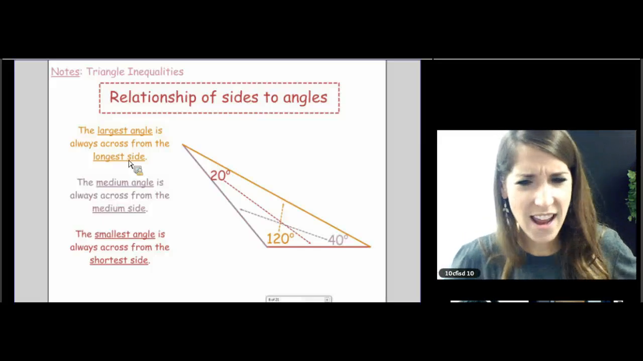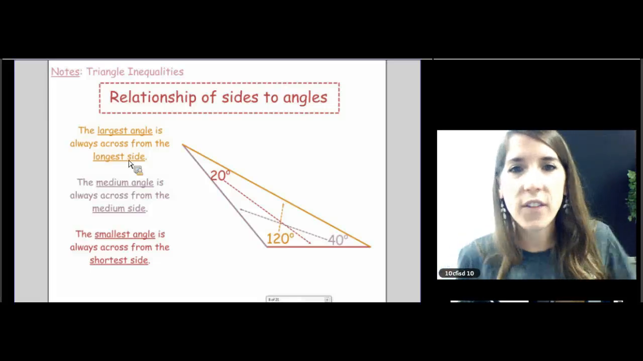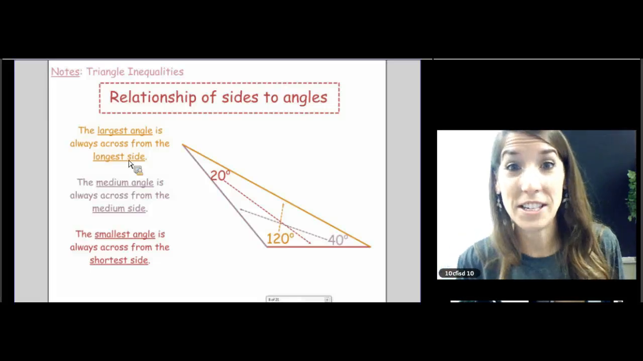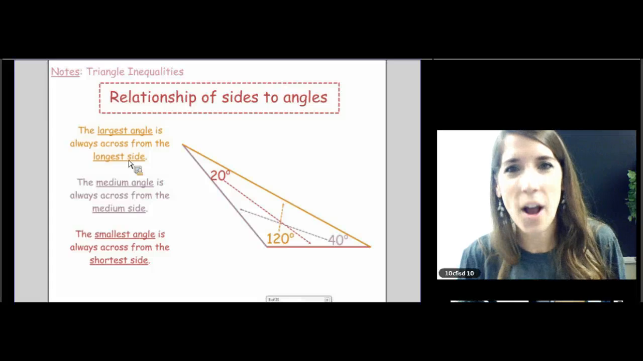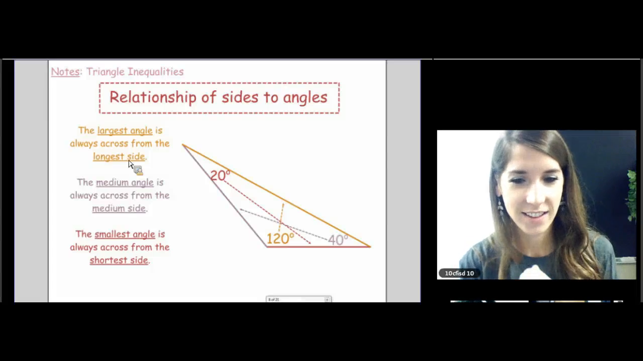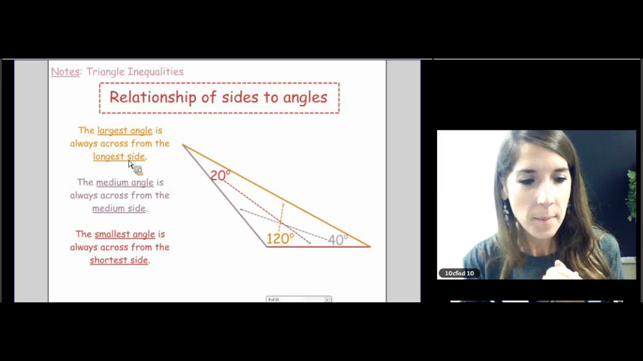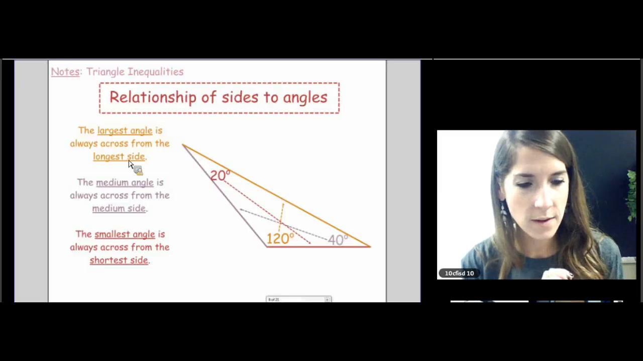Okay, this is nice. This is easy. This is so different from writing equations of lines, right? It's like, ooh, we're back in geometry now. I love it. I'm going to give you a second to write it and we're going to move on.